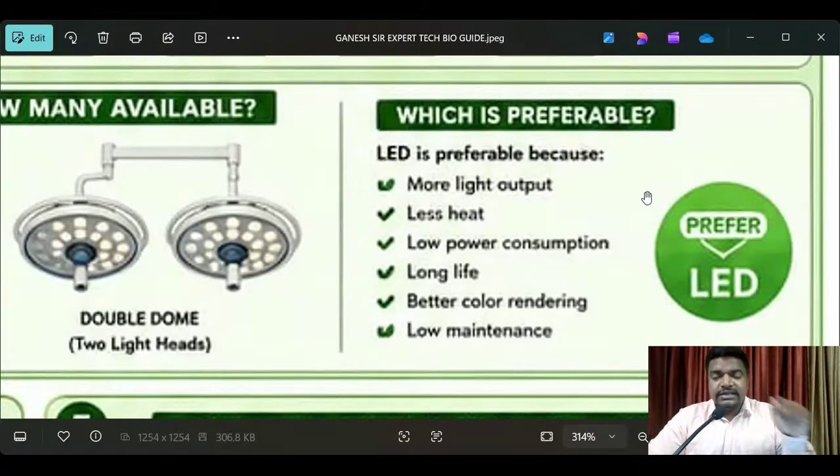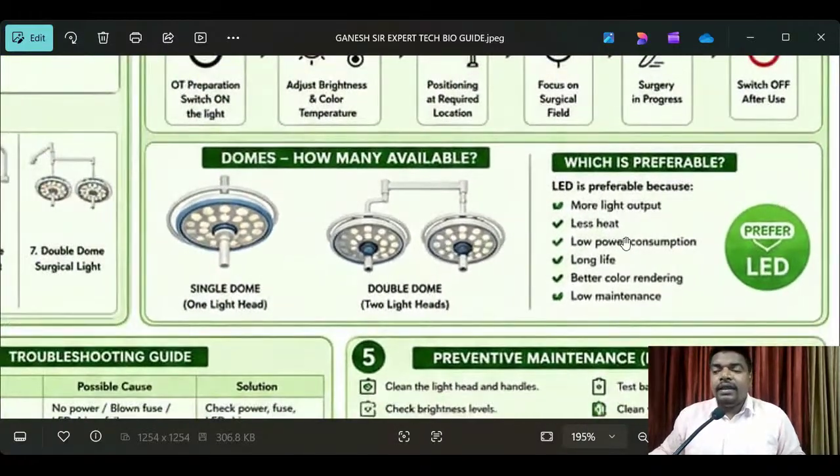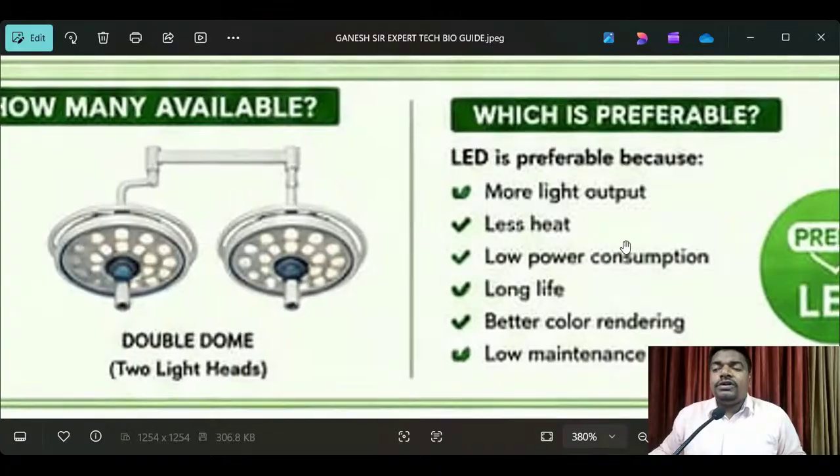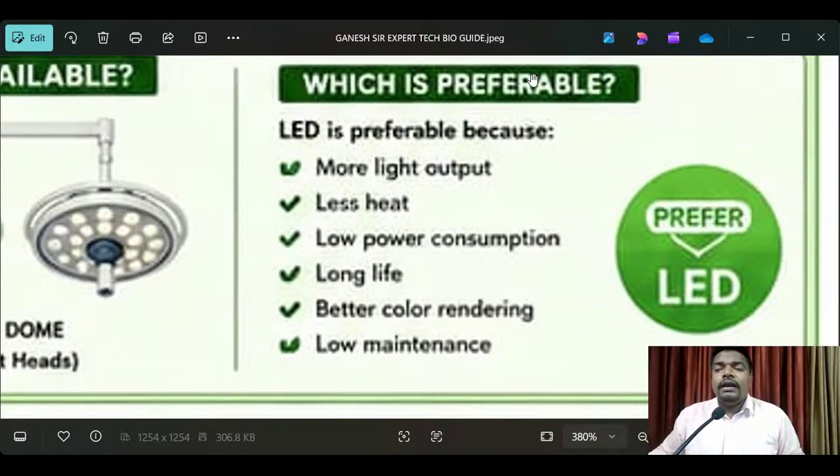I will share it in this slide. Try to engage, and then you will get the point. LED is preferable because of more light output. Is it visible right now? Now I'm going to share the LED preferable points here. Please try to catch my points.